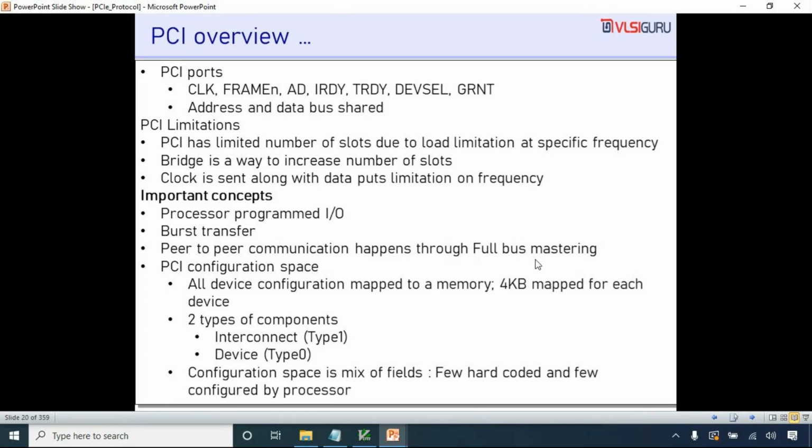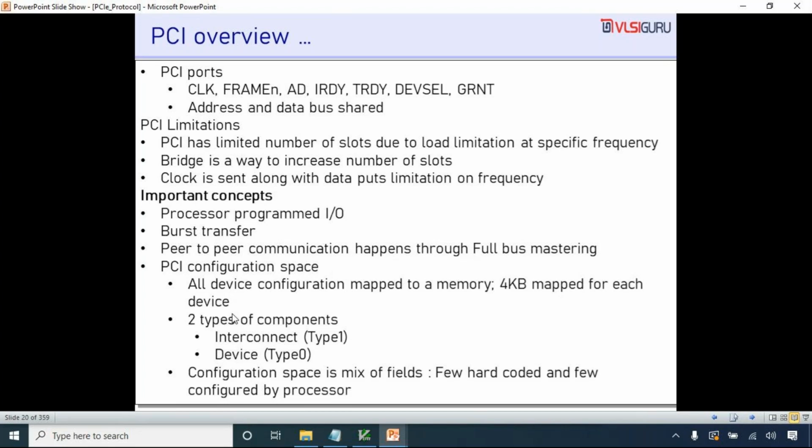As I said, what is the essential concept of full bus mastering? It is the concept of DMA. The system has a DMA which can be configured to transfer data from one device to another device with minimal intervention from the processor. So full bus mastering is synonymous with DMA. I mean, full bus mastering works because there is a concept of DMA implemented in the PCI system. And then you have the PCI configuration space. All device configuration is memory mapped, 4 kilobytes mapped for each device.